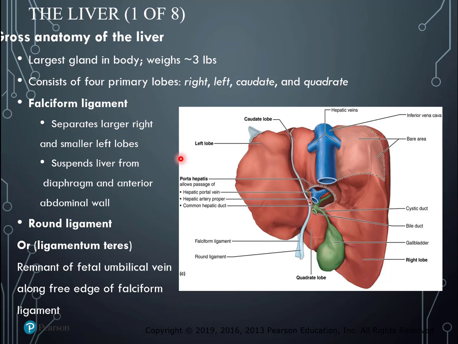The falciform ligament, and that's your falciform ligament right there, separates the right and left lobe, and suspends the liver from the diaphragm and the anterior abdominal wall. The round ligament, or ligamentum teres, is a remnant of the umbilical vein along the free edge of the falciform ligament. So the falciform ligament is a ligament that goes all the way to the top.